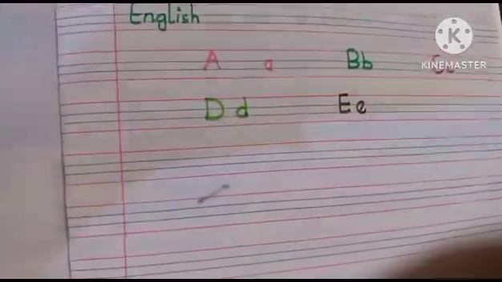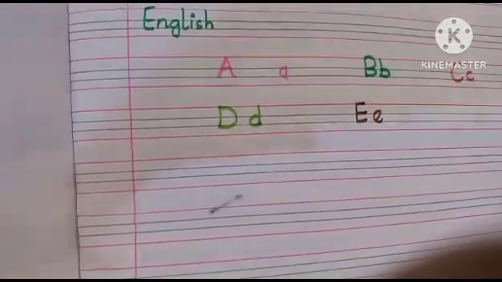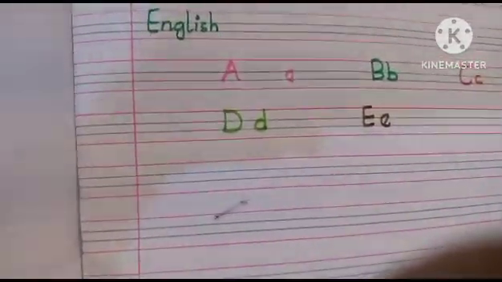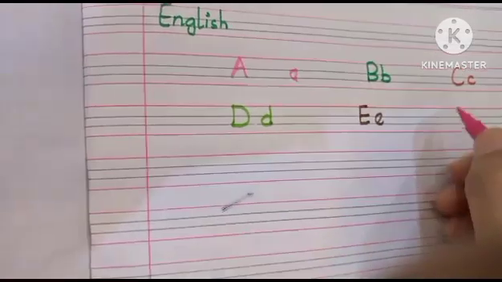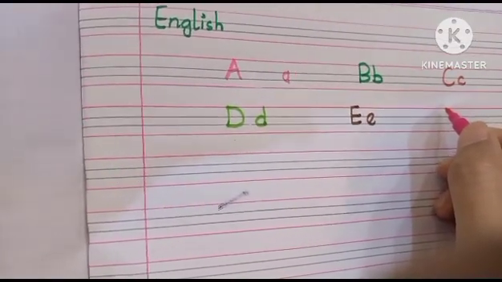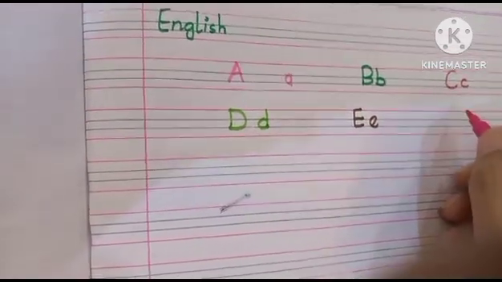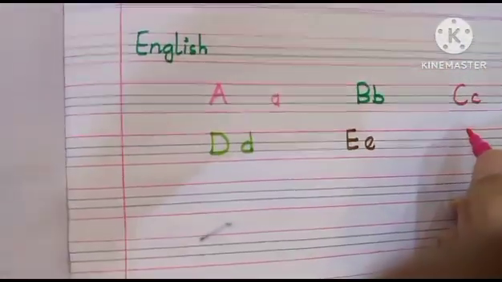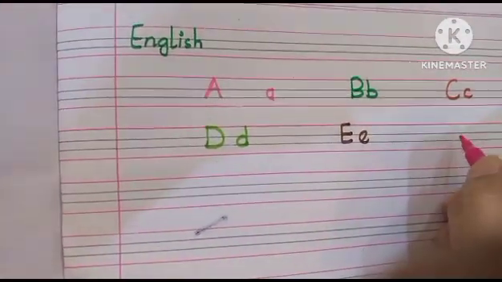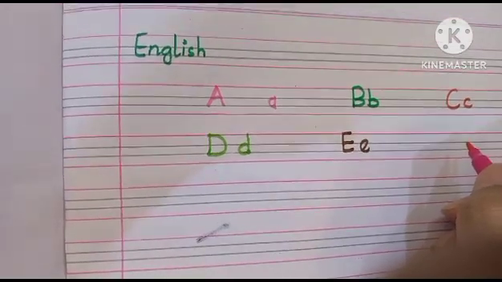Okay, kids, I'm going to write F. I'm showing you how to write capital F and small f. Look, there are four lines. One, two, three, four. The first three lines are called the sky letters, as I told you in the video.